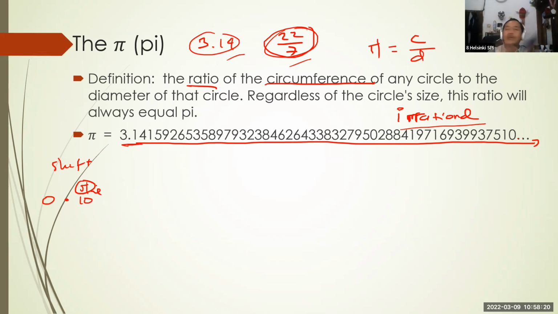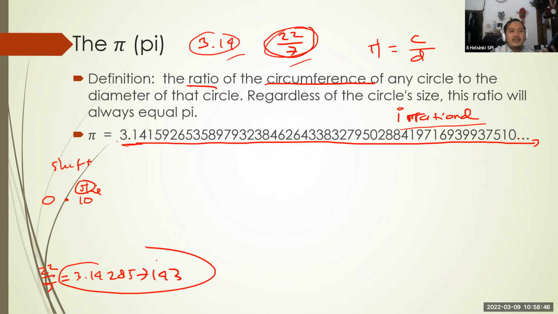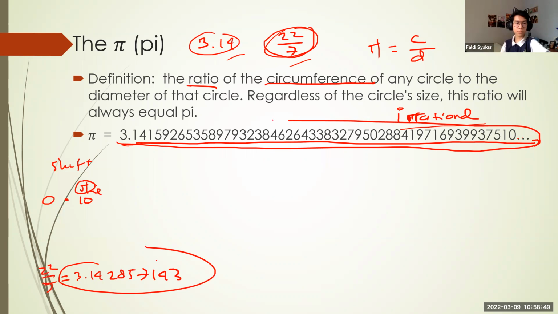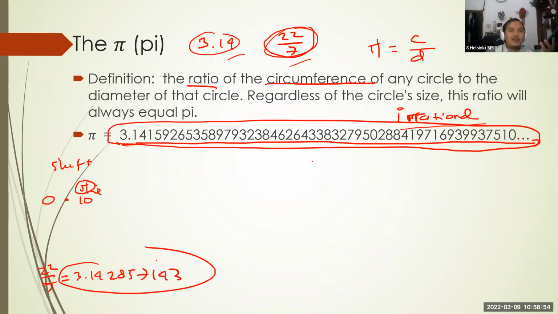Now I would like you to do the same thing like me. You divide 22 divided by 7, and then press the equal sign, and then you change that into decimal. What do we get? Silakan. Ya, Valdi, berapa? It says 3.14285714. Okay. Question: if you consider this as pi, is this the same as this? No. But question: why? When you are in elementary school, you are told to use this.